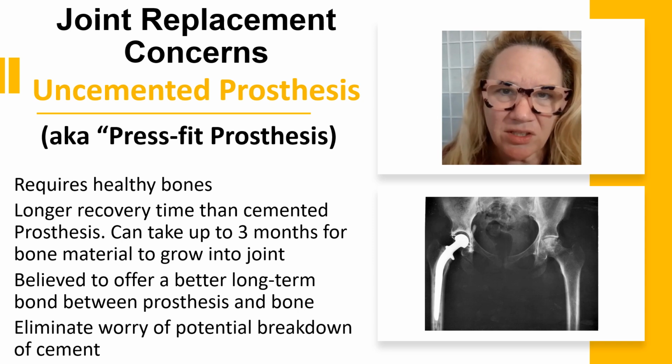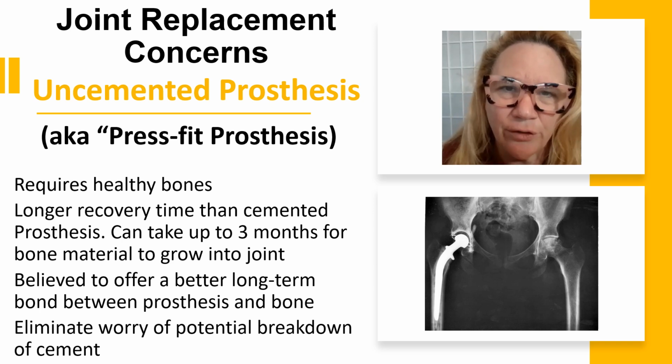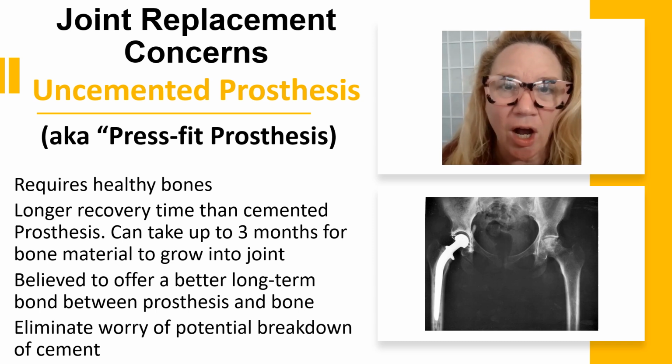Uncemented joint replacements take a longer time to recover from. However, it's thought that they have a better bond when the bone tissue actually grows and solidifies around the replacement. It's harder to break or loosen. And a client who has good, strong bone growth around a prosthesis might be a better candidate than somebody who's had a cemented prosthesis with their joint replacements. It eliminates the worry about the potential breakdown of the cement, especially if a client has osteoporosis with continuous aging.